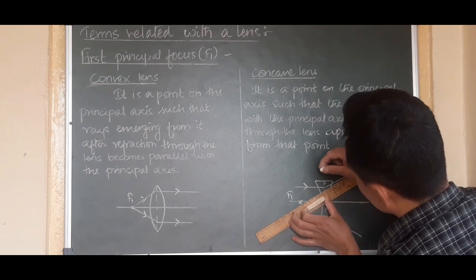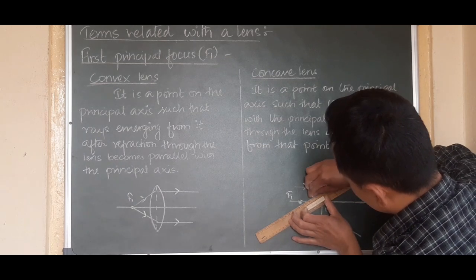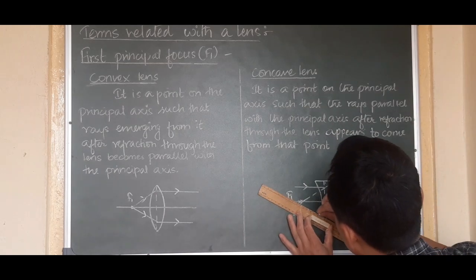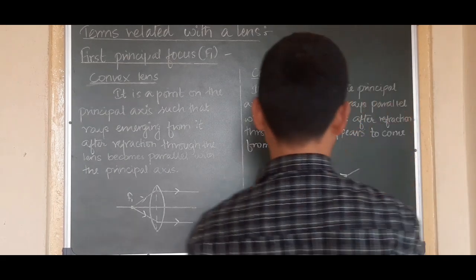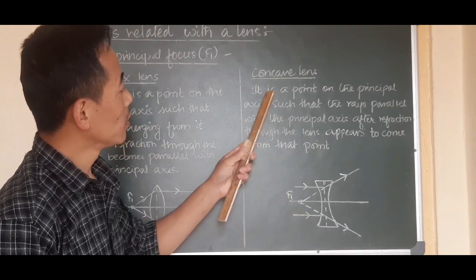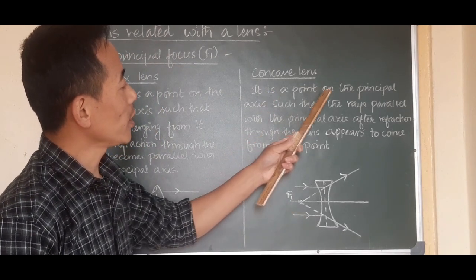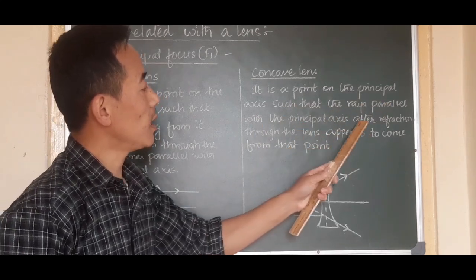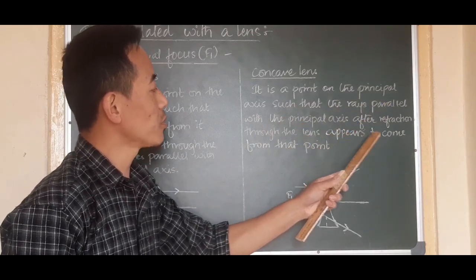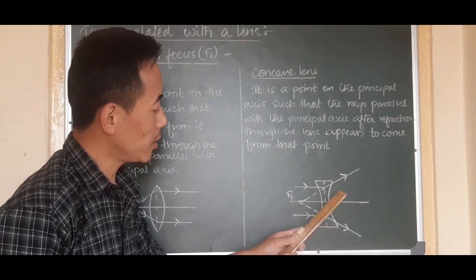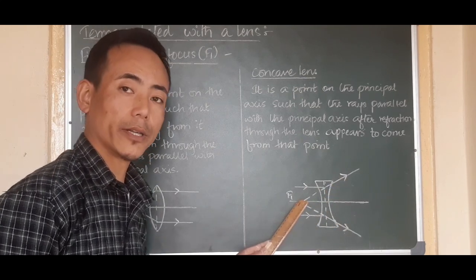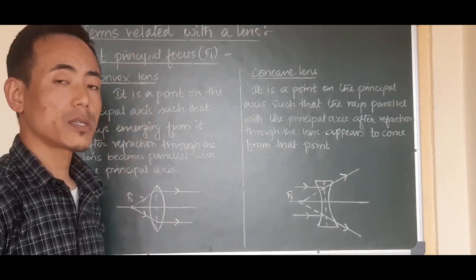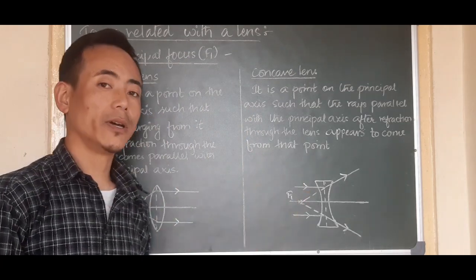If you produce this refracted ray backwards, then it will intersect this point, which is the first principal focus F1 for a concave lens. So F1, the first principal focus, is a point on the principal axis such that rays parallel to the principal axis, after refraction through the lens, appear to come from it. So these refracted rays appear as if they are coming from F1 here. These two definitions are for the first principal focus for a convex lens and a concave lens.